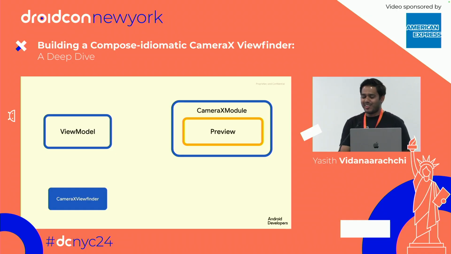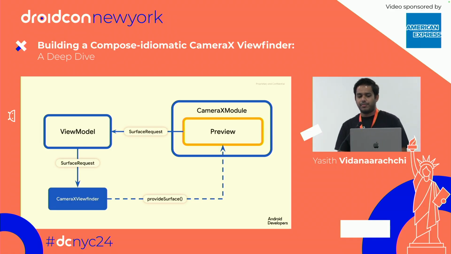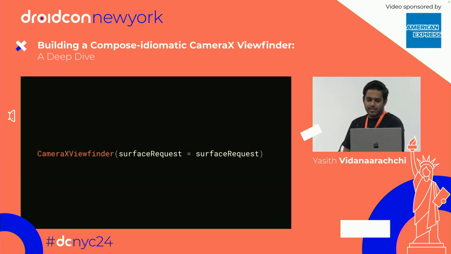Let's take a look at how this would look in a modern Compose app when we have everything separated in different modules. We have our CameraX module, our view model, and then our viewfinder composable. The view model can set the surface provider inside of the camera preview and get a surface request in return, which it can pass on to the CameraX Viewfinder composable. The CameraX Viewfinder composable provides the surface back into CameraX's preview, and then we start getting frames that we can start drawing onto the surface. So that's it. And let's see the usage. When we have a surface request, using the CameraX Viewfinder is just one line.